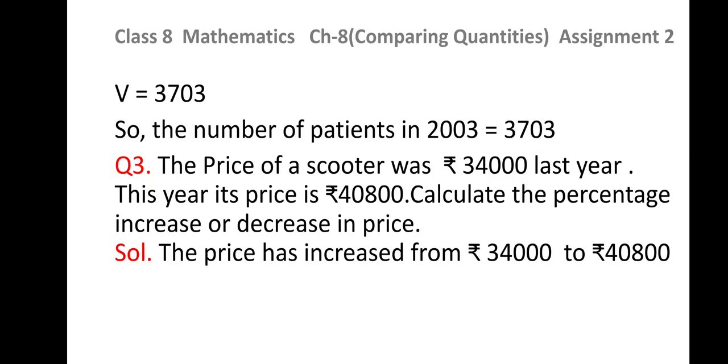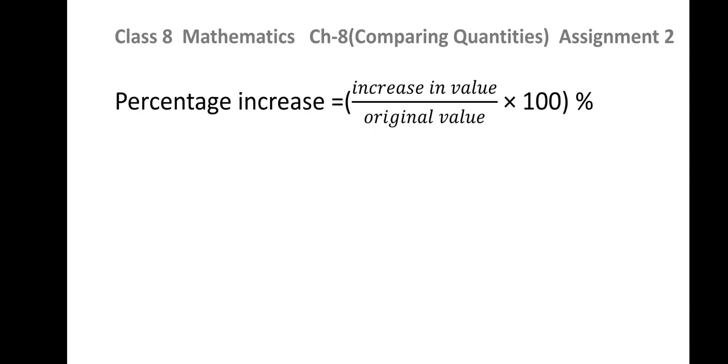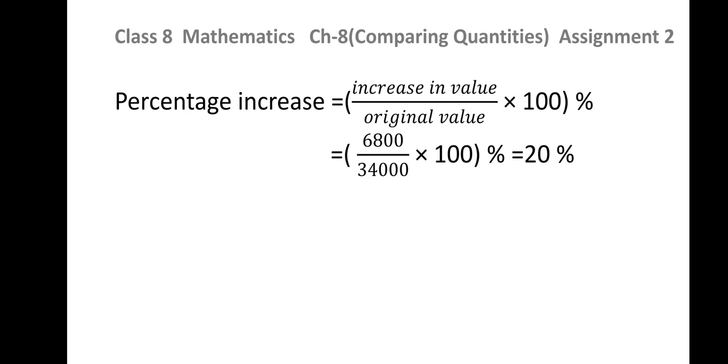So let us see now. The price has increased from rupees 34,000 to 40,800. Original price is rupees 34,000. Increase in the price is rupees 40,800 minus 34,000 will be equal to 6,800. And we know the formula that percentage increase is given by increase in value over original value into 100%. So it will be 6,800 over 34,000 into 100%, that will be equal to 20%.